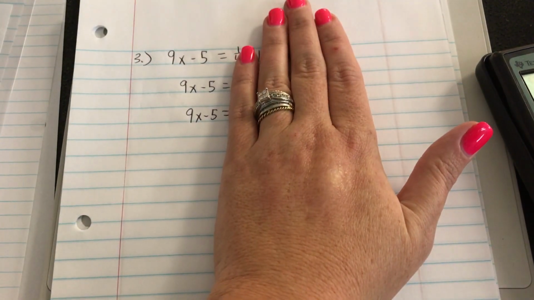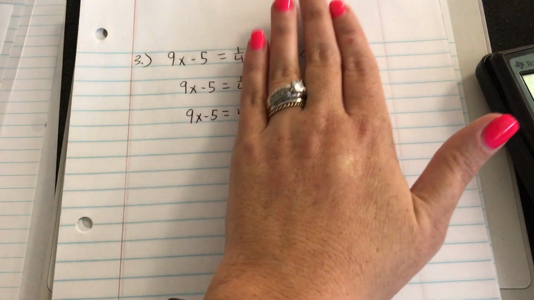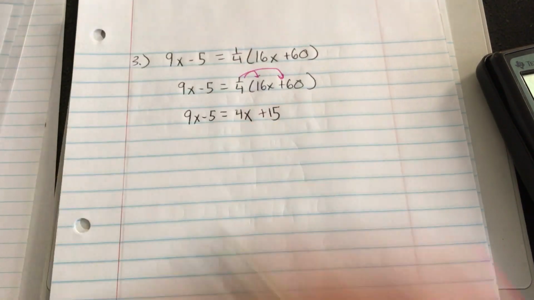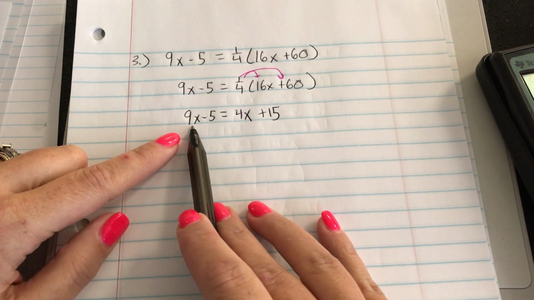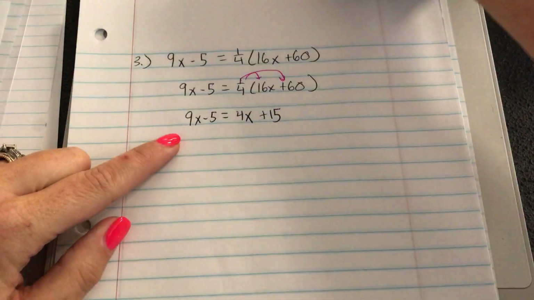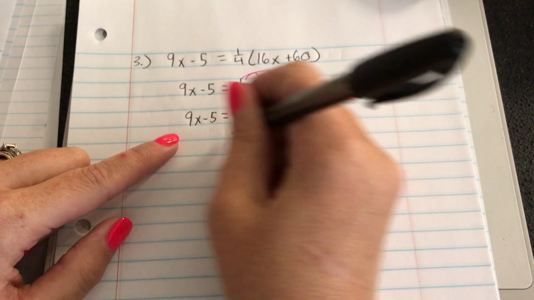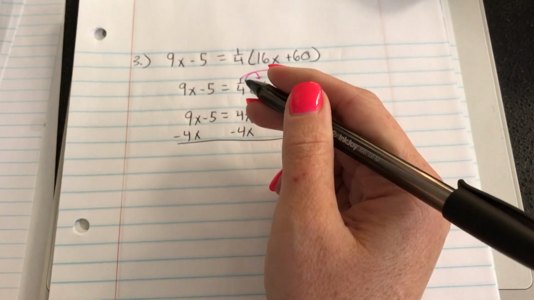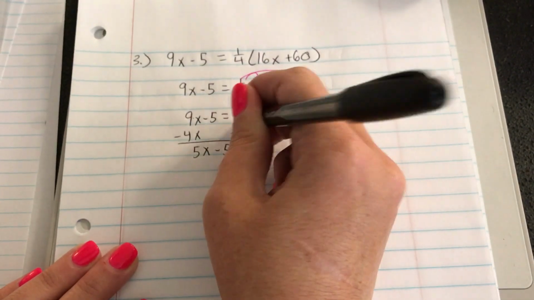Here we go. Can we distribute on the left? Can you distribute on the right? No. Can you combine like terms on the left? No. Can you combine like terms on the right? No. So now what do I do? Combine like terms on the opposite side. So we have a 9x and a 4x. Which one should we move? 4x. We're going to subtract 4x. 9 minus 4 is what? 5x minus 5 equals 15.